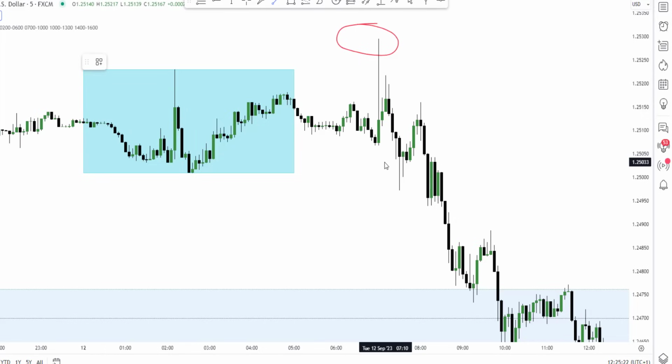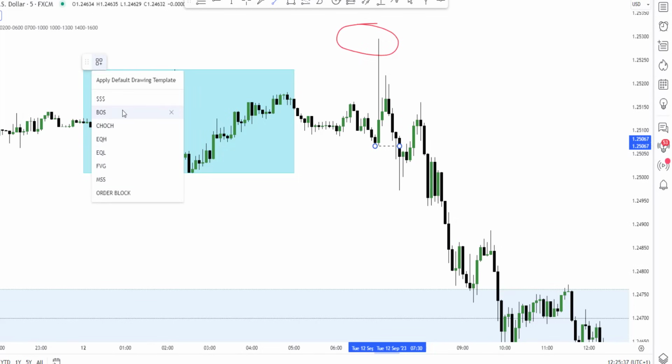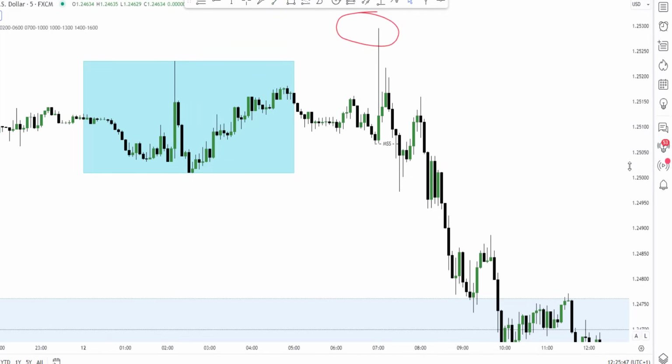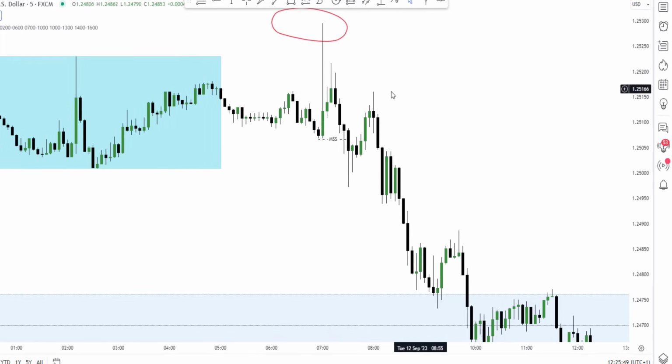Now, this is not a perfect strategy. It is correct at least 70% of the time. So this is the shift in market structure right here. Market structure shift is simply when price shifts direction from an uptrend to a downtrend or from a downtrend to an uptrend. Other people call it change of character. ICT calls it market structure shift. All right. So this is it. There is a market structure shift right there.